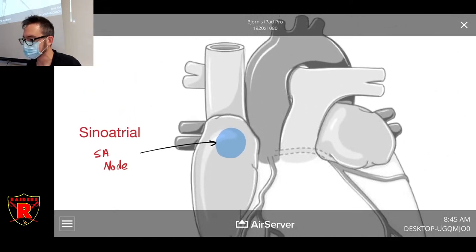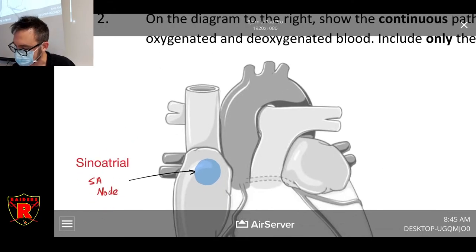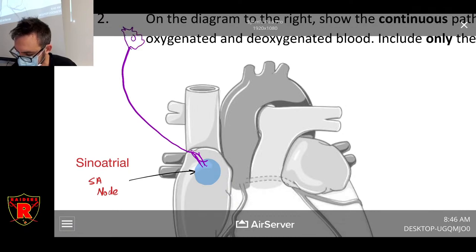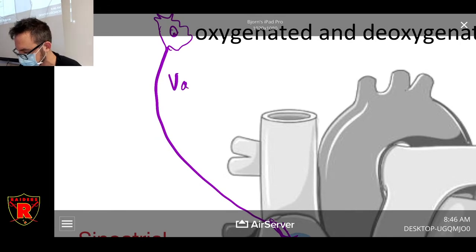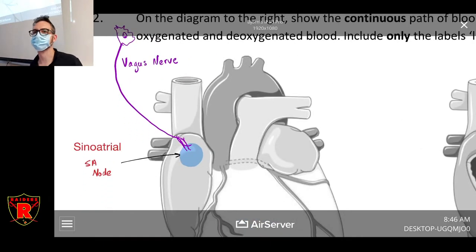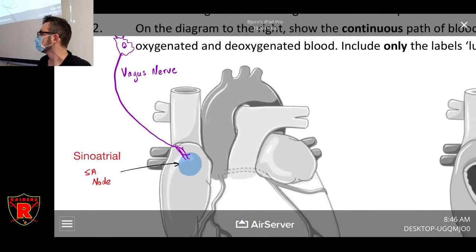This also happens to be where your nerves are connected to your heart. So you have a nerve that's attached here, and that nerve is called the vagus nerve. It goes to your spinal cord and then to your brain. So you do have some direct nervous control of your heart. That's handy, because it means your brain can control your heart rate a little bit.